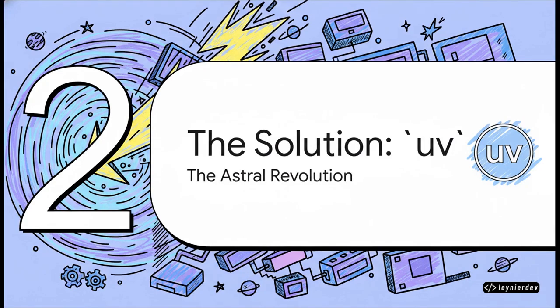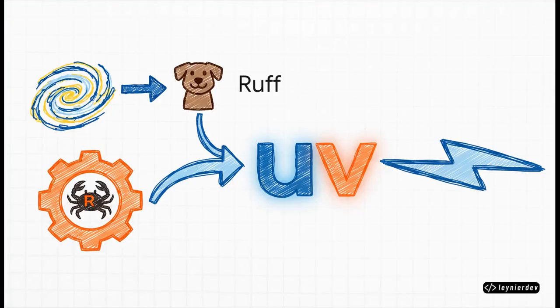But what if we could just wipe the slate clean? A new player has entered the game, and they're not here to add another tool to that messy pile. They're here to replace the entire pile itself. Meet uv, a revolutionary new tool from a company called Astral. Now, if that name Astral sounds familiar, it should.